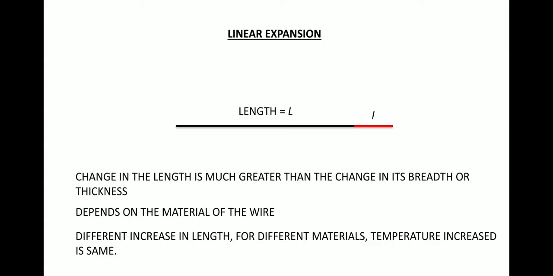All right, so this is actually because of the coefficient of linear expansion, which is represented by the Greek letter alpha. So what is the coefficient of linear expansion? It is actually the change in length compared to the original length with every degree rise in temperature. So this is the change in length, small l, and this is the original length, with every degree rise or change in temperature.